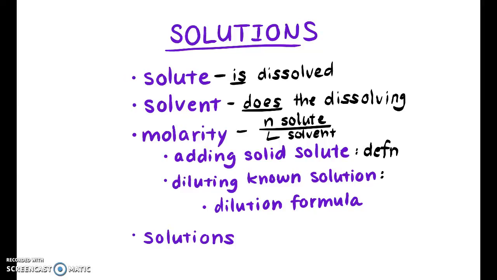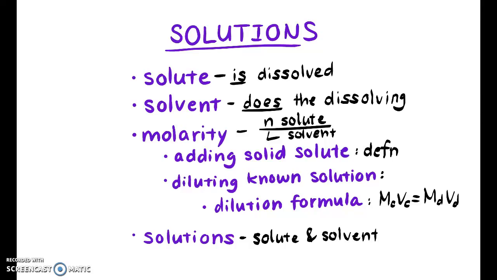The other is when we're diluting a known solution, namely when we already know the concentration of the solution. Then we use the dilution formula, which is McVc equals MdVd. And just a reminder, a solution is when we have a solute and a solvent together, and the solute is dissolved by the solvent.